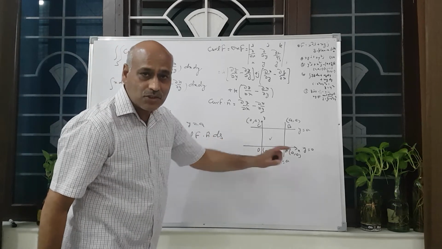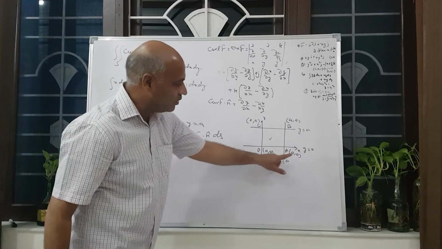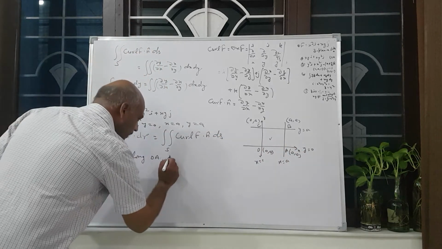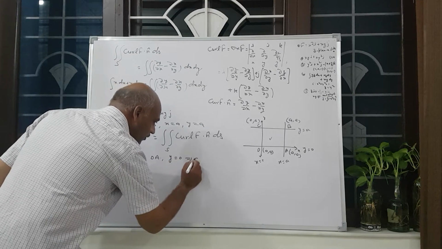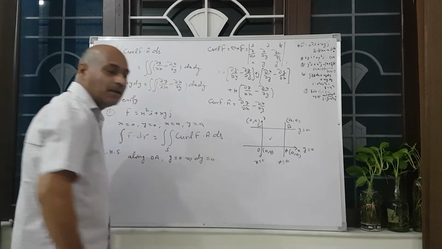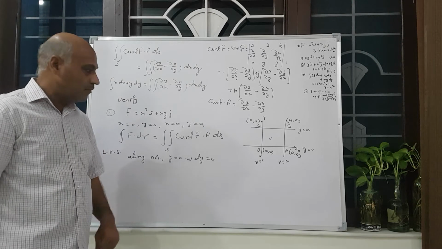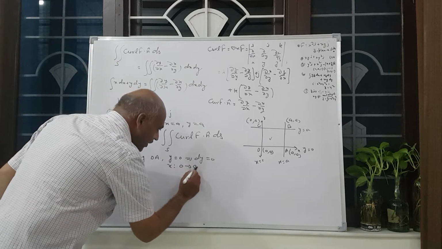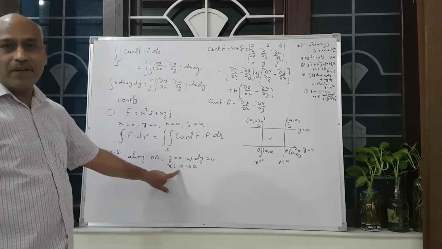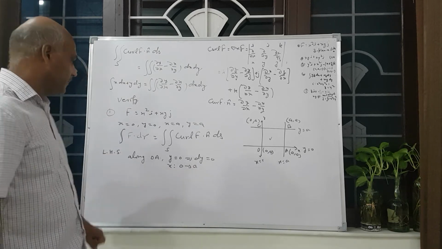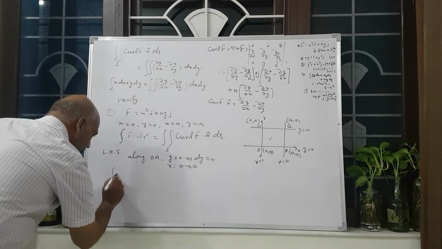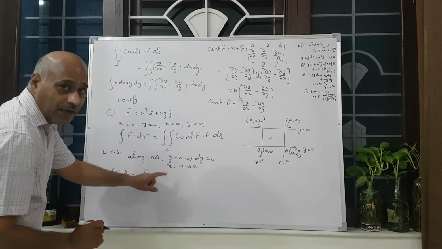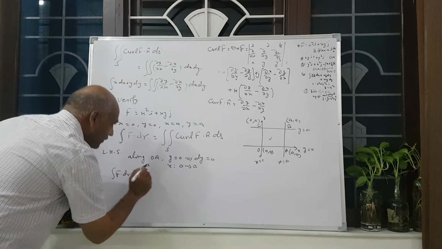Y is constant, 0. This is the x-axis, y is equal to 0. So here, put y is equal to 0. If y is equal to 0, then dy is 0. X changes from 0 to a, so the limit of x is 0 to a. So what is f dot dr? F dot dr is the integral of x from 0 to a.